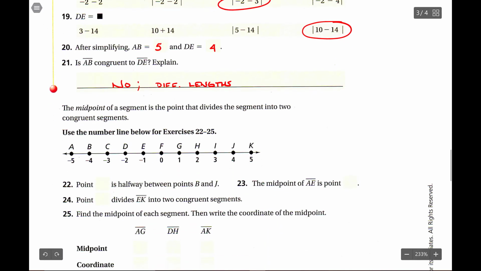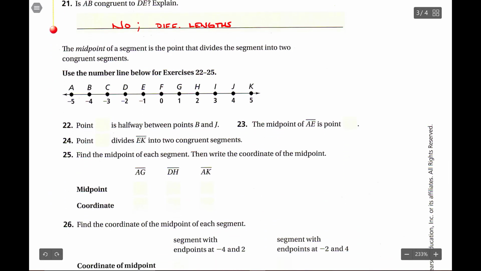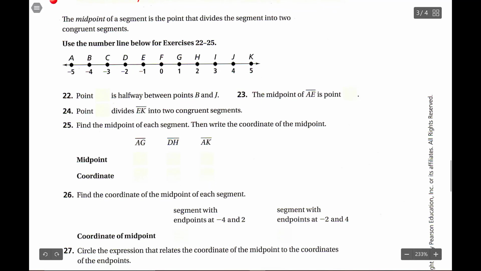The midpoint of a segment is the point that divides any segment into two congruent segments, so it cuts it exactly in half. The left half is equal to the right half. We're going to use this number line to answer questions 22 through 25.